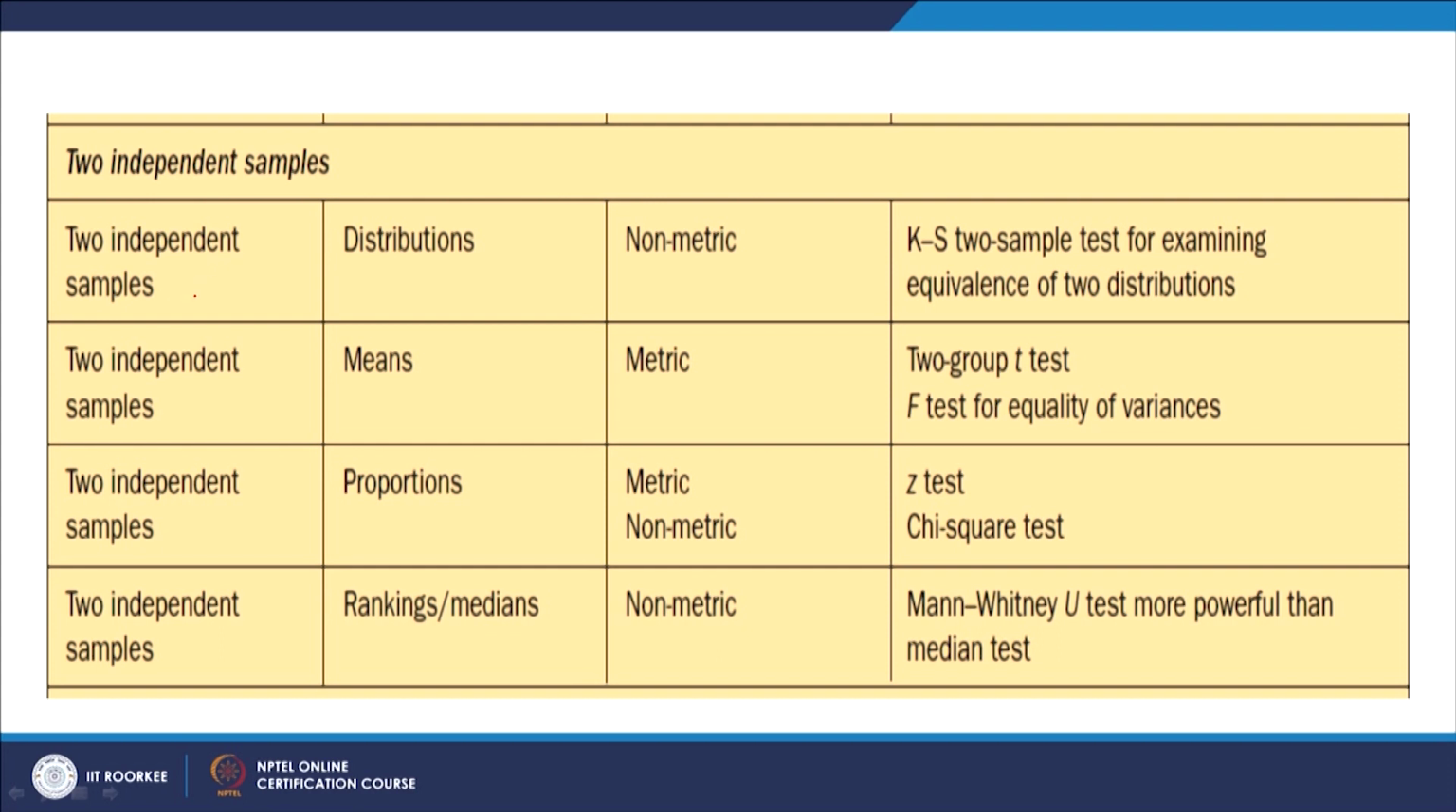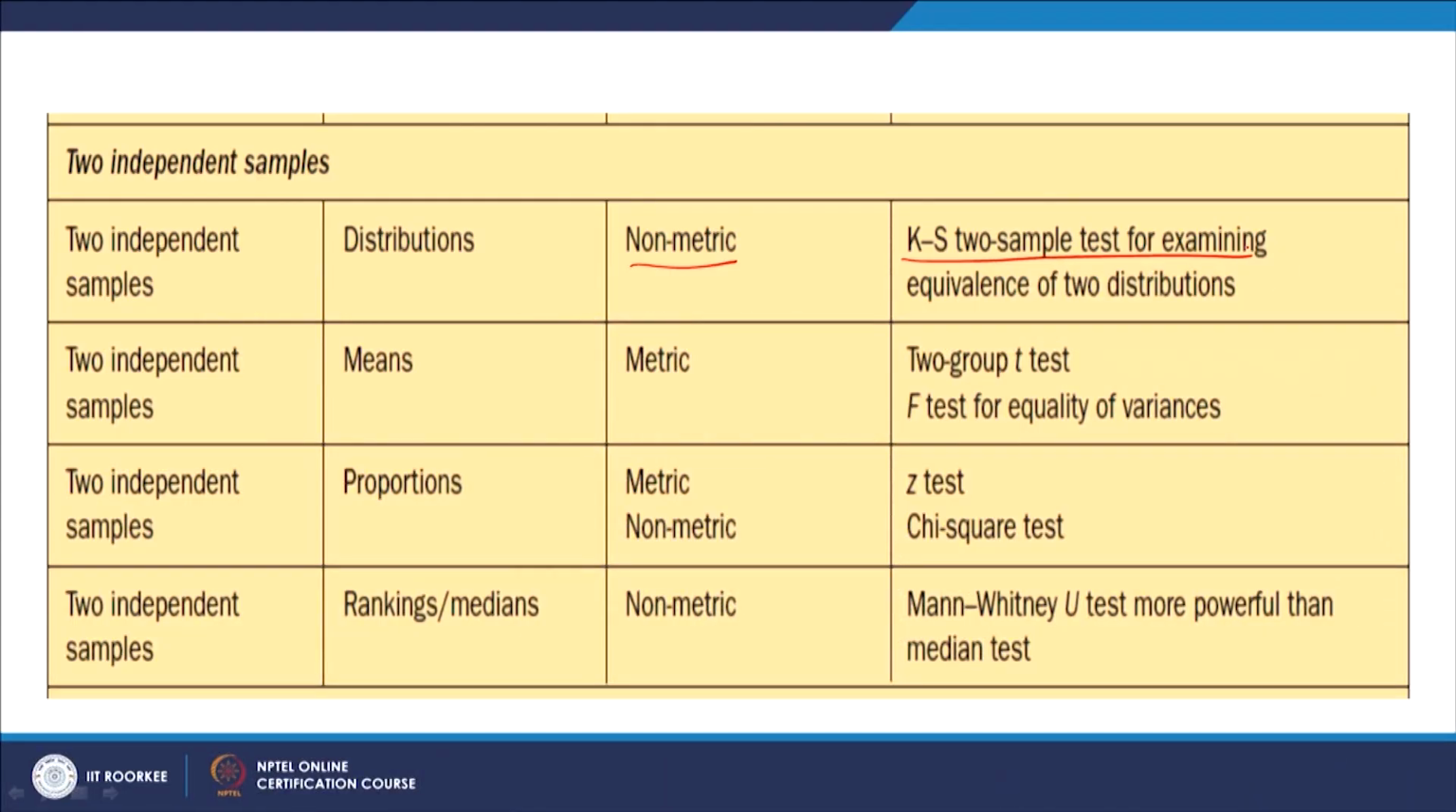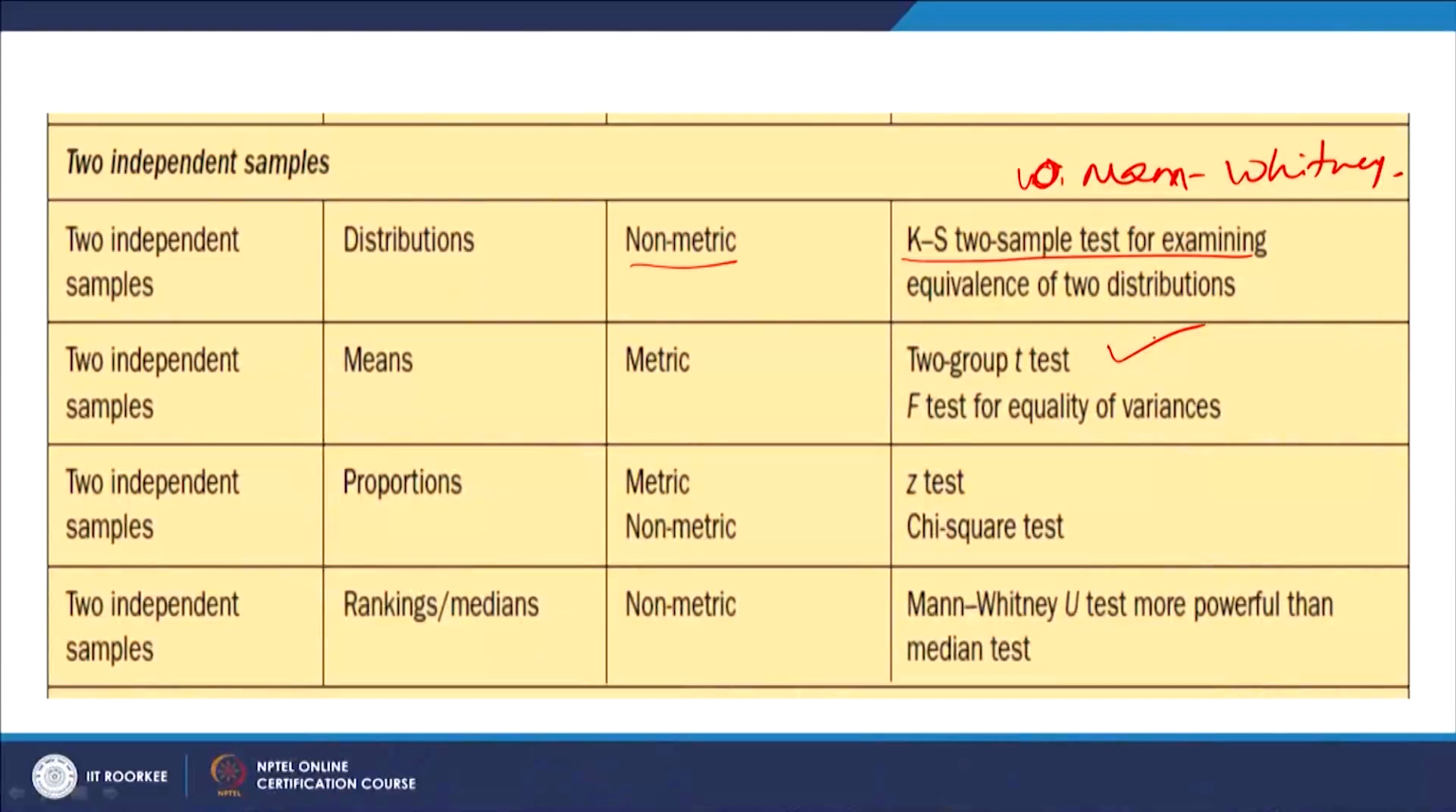In case of 2 independent samples and it is non-metric, that means 2 different groups, we will use a KS 2 sample test, or we can also use the Mann-Whitney test, right. Suppose you have 2 independent samples and it is metric, that means more or less continuous, then you use an independent sample t test.